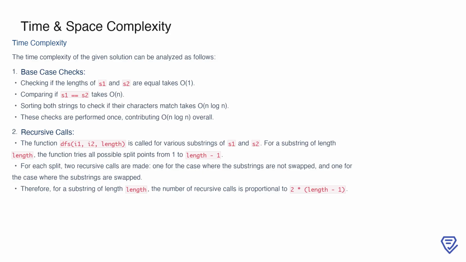Moving on to the recursive calls, the function dfs(i1, i2, length) is invoked for various substrings. For a substring of length, we try all possible split points, ranging from 1 to length - 1. At each split, 2 recursive calls are made, one for the scenario where the substrings are not swapped, and another for when they are swapped. This results in approximately 2(length - 1) recursive calls for a substring of length.